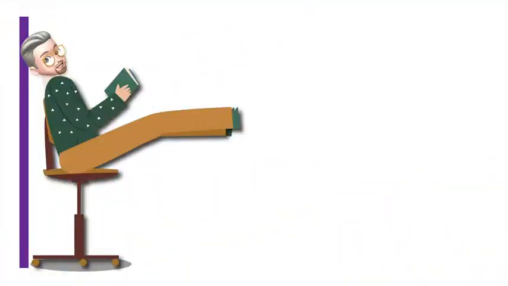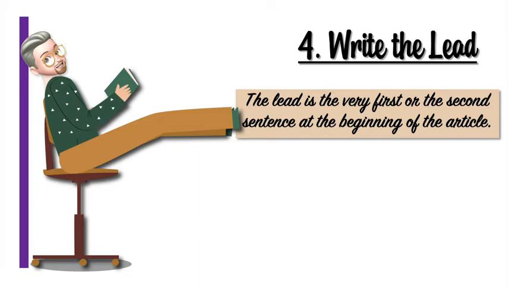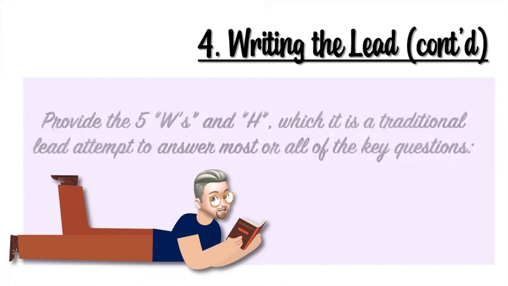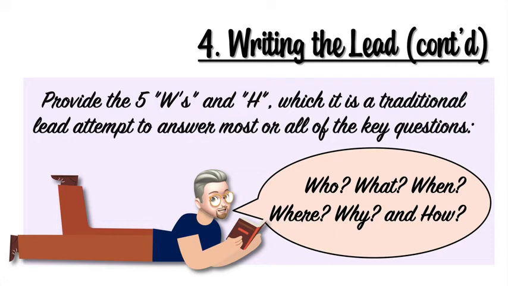So the next step is how to write a lead. The lead is the very first or the second sentence at the beginning of the article. A news article lead is based on the idea that you need to present the best details first. It has to catch the reader's eye and neatly provide the most important information about the article. In the lead, you need to provide the 5 W's and H, which is a traditional lead attempt to answer most or all of the key questions: who, what, when, where, why, and how.